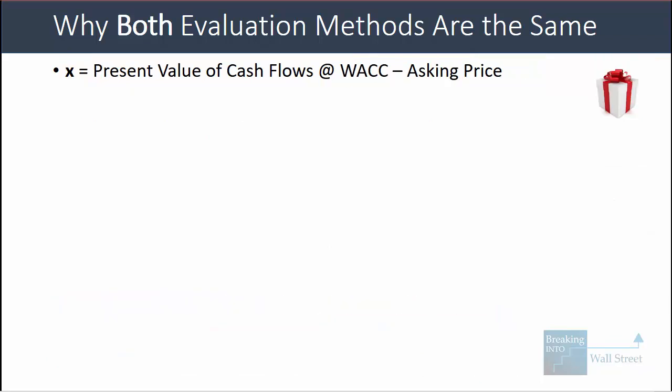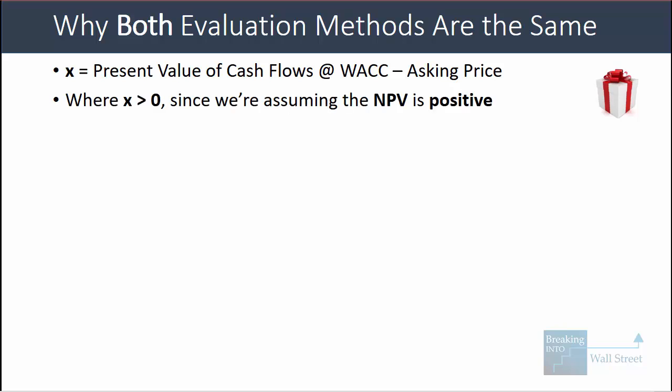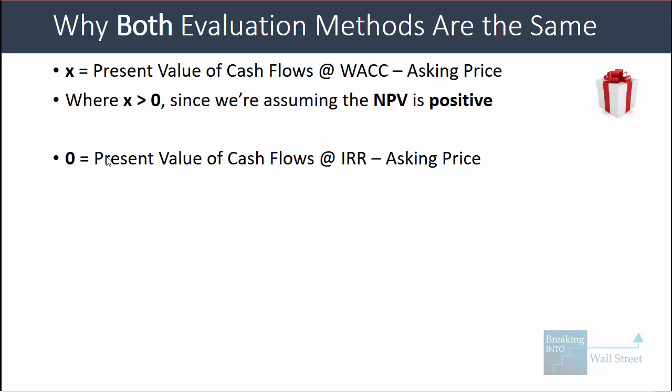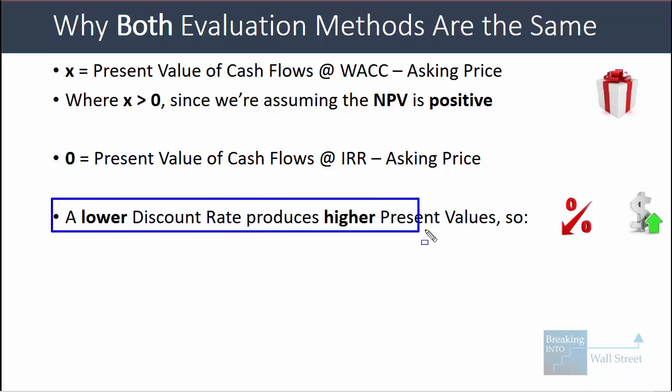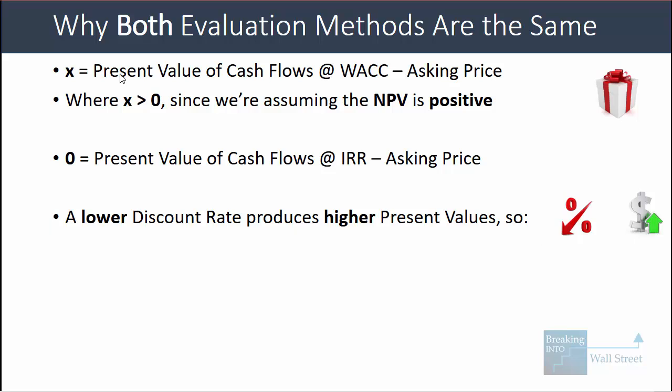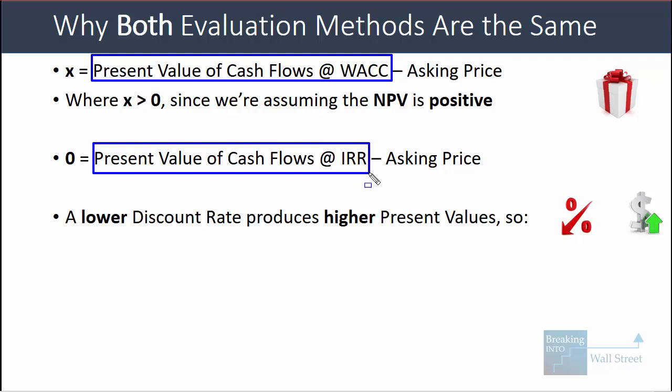So if we say that x equals the present value of cash flows discounted at WACC minus the asking price, where x is greater than 0 because we're assuming the NPV is positive in this case, and if we also know that 0 equals the present value of cash flows discounted at IRR minus the asking price, we know that a lower discount rate produces higher present values. What this means, if you think about it, is that the present value of cash flows discounted at WACC must be greater than the present value of cash flows discounted at IRR.